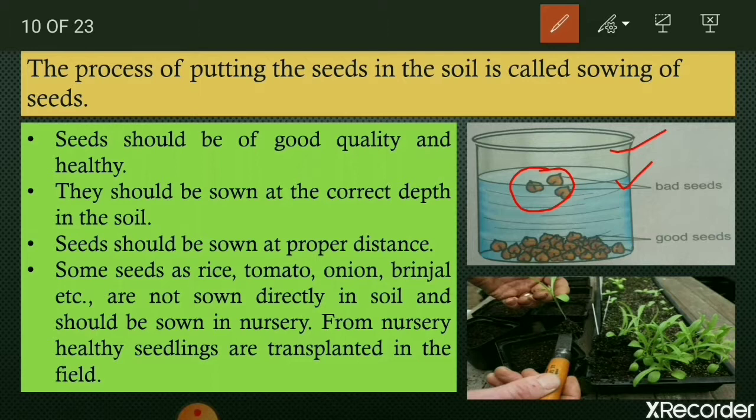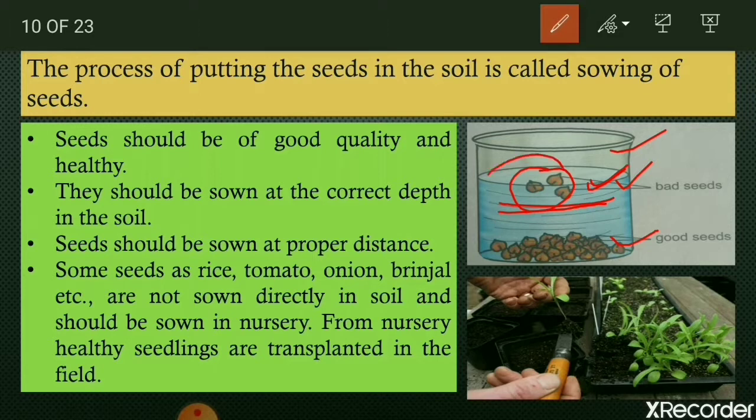When you pour water in it and the seeds are there, you can see some seeds will settle down, and some seeds will float at the surface of the water. Why? Because the seeds which settle down at the bottom are good seeds. The seeds which are floating on the surface of the water are damaged seeds. These seeds are hollow from inside. That is why they became lighter and they are floating.